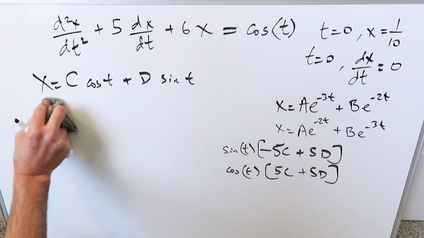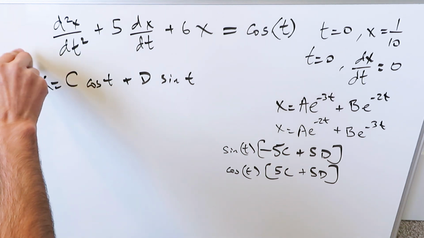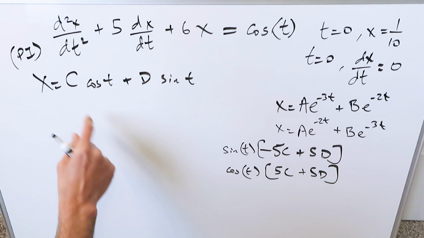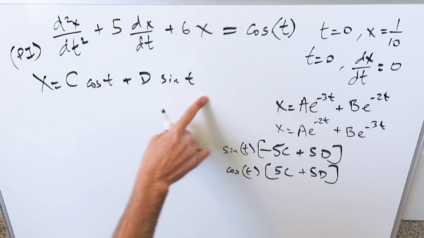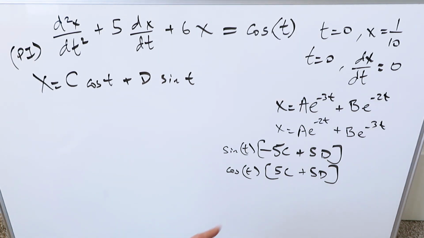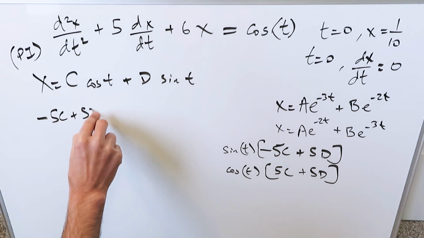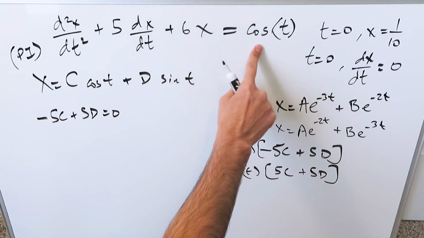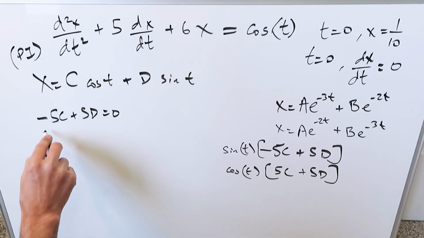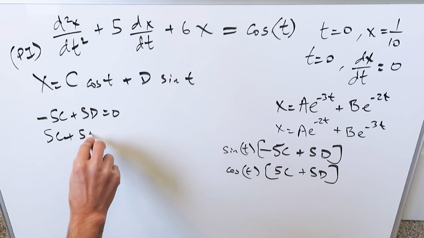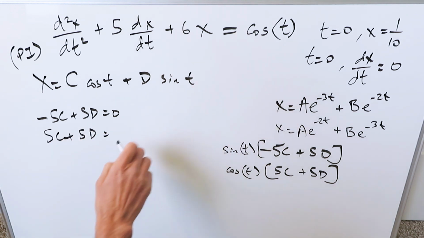I'm keeping this because this maintains our template for our particular integral right here. When we determine the values of c and d, we'll plug them into this template right here. Look at my systems of linear equations. For the sine, I have a minus 5c plus 5d equaling 0 because there's no corresponding term here. For the cosine, I have a 5c plus 5d equal to 1.